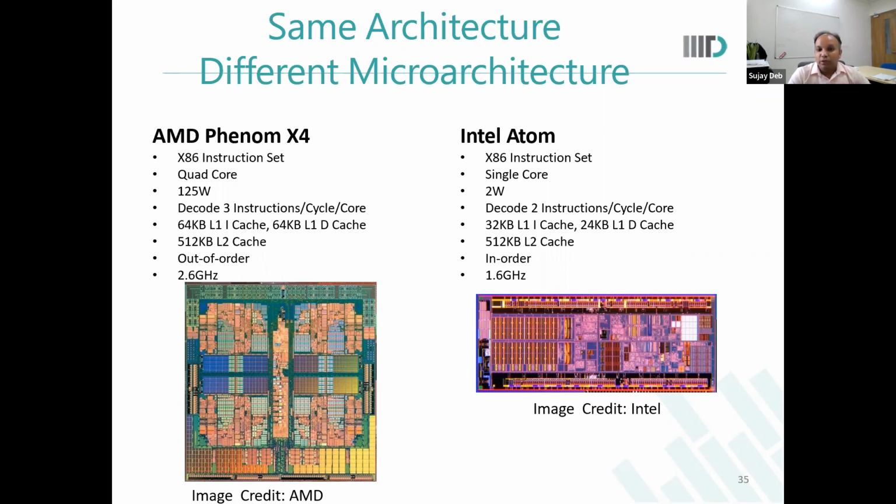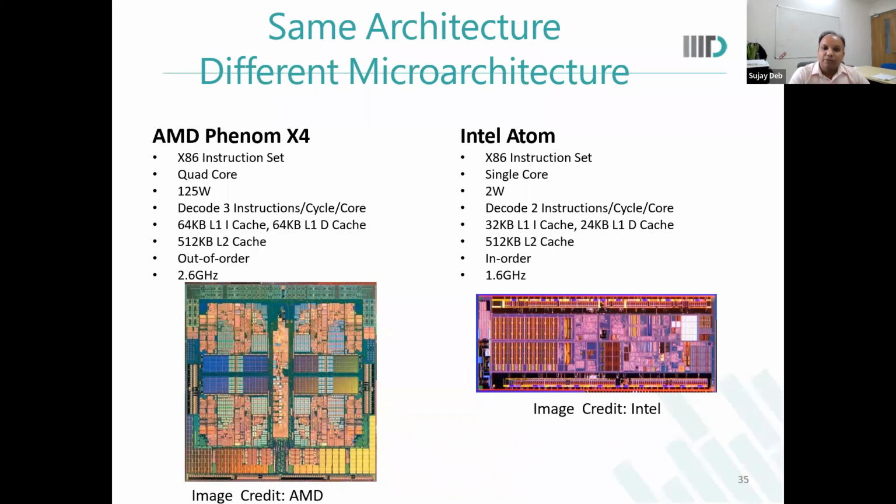AMD can decode 3 instructions basically per cycle per core. It has quad core, so each core can decode 3 instructions per cycle, whereas Atom could decode 2 instructions per cycle per core. It has only 1 core. So you can see the performance difference.